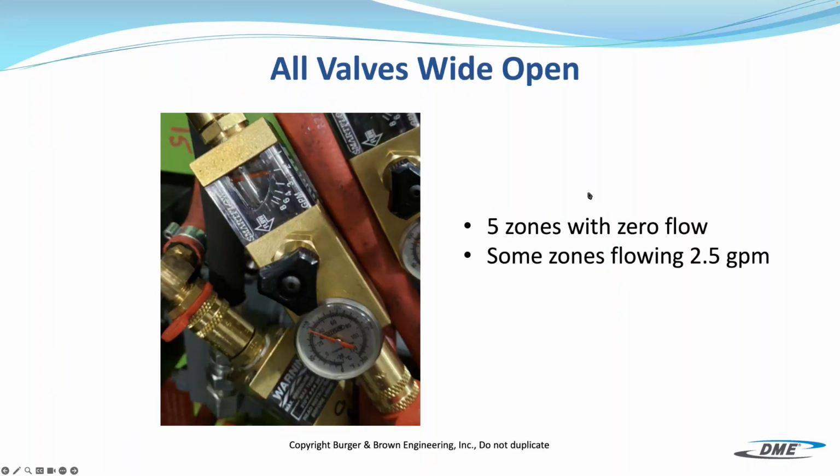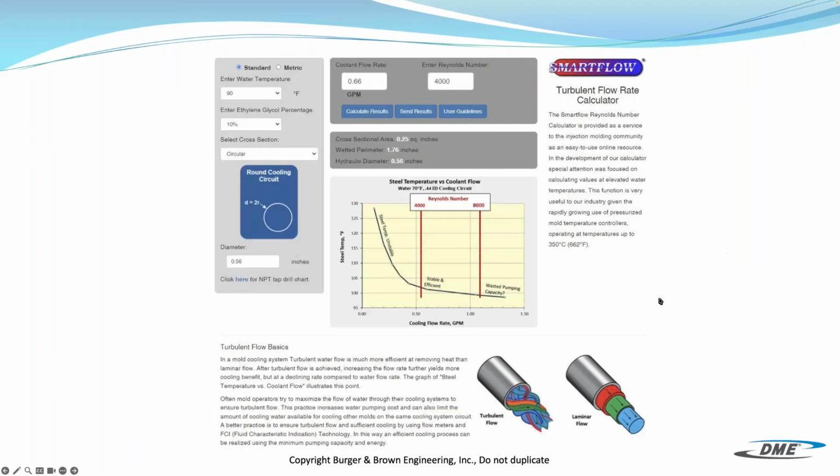We asked them, hey, what flow do you guys have through the circuit? Do you guys have turbulent flow? Where are you at? And they had no idea. So we sent them some flow meters and regulators, and they were able to find that 5 of the 16 zones had 0 flow. And some of the zones were flowing at 2.5 GPM. So as a result, you've got 5 zones out of the 16 that now have hot spots, aren't getting the effective cooling, and they're just going to remain hot and not cool during that cycle.